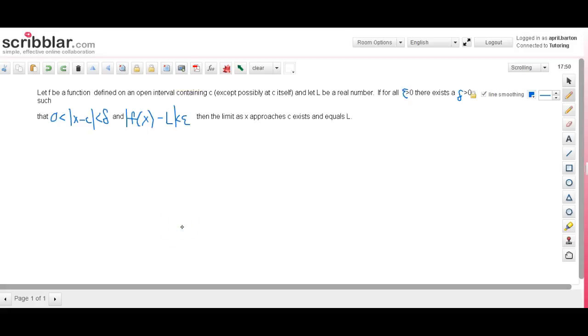Okay, so you asked about the formal definition of the limit. I apologize, it's taken a while. Thanksgiving kind of threw me off. I was off for a couple days and still trying to get caught up with everything.